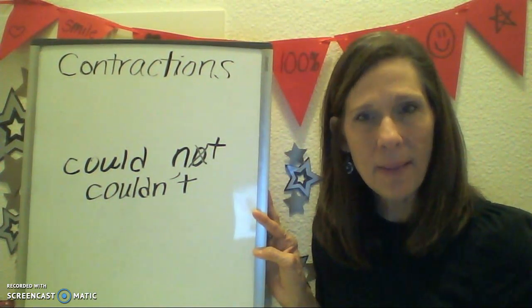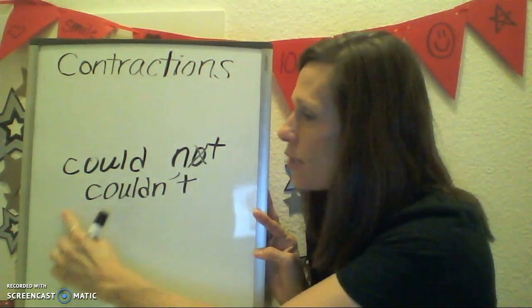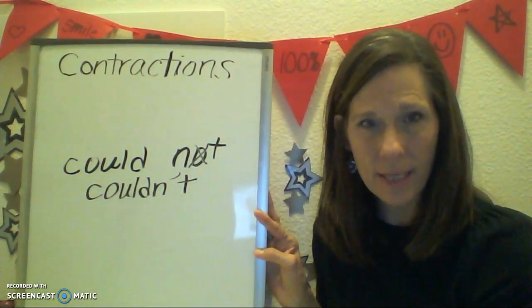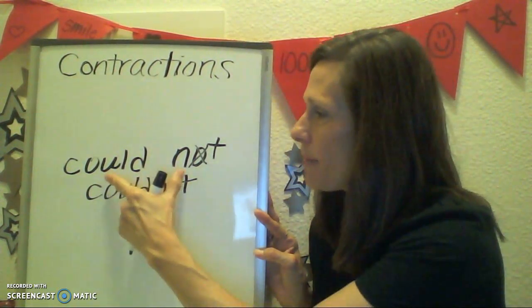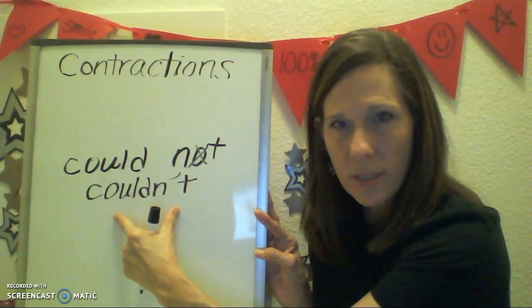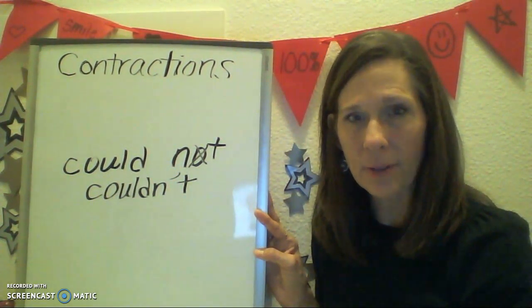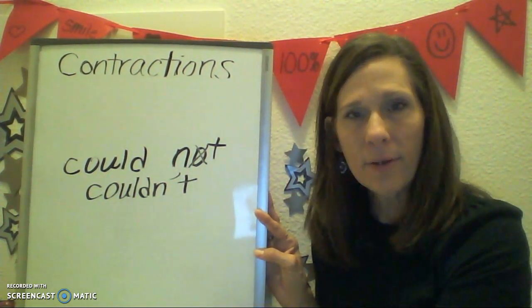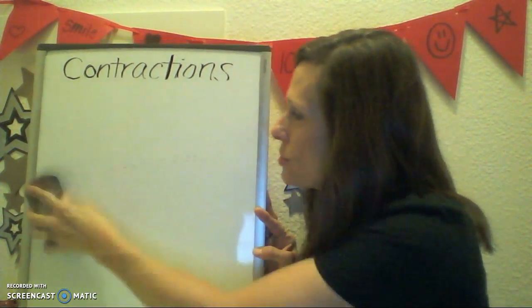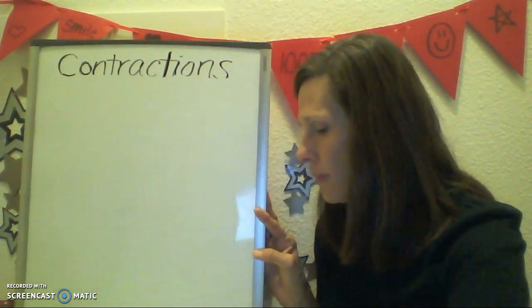I could not ride my bike without training wheels, or I couldn't ride my bike without training wheels. Okay, so here again, my two words, we've shortened them into one word, and the apostrophe has replaced the missing letter, which is the O in "not." Okay, let's do another one.